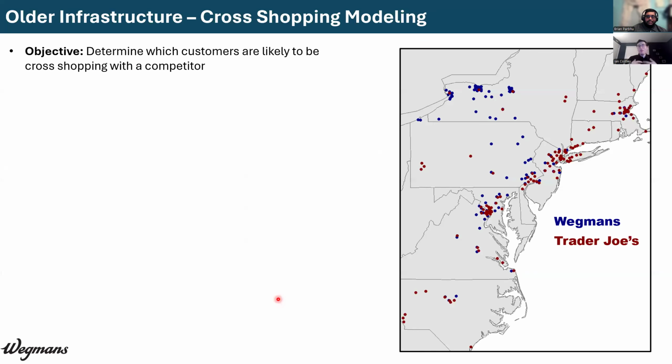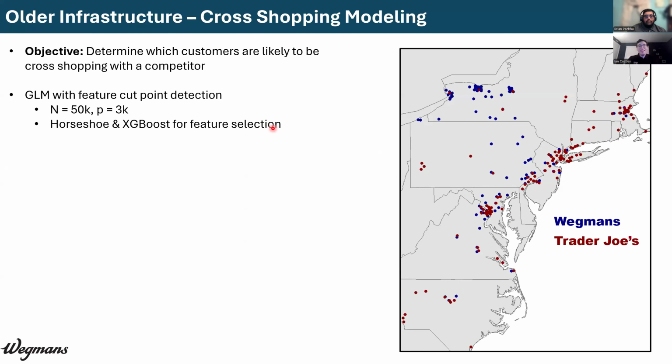All right, so this is an example of a model that kind of has to live on older infrastructure. The objective here is that marketing, or whoever comes to us, says we want to understand our customers that are likely to be cross shopping with a competitor. So I put up this little map that shows Wegmans in blue and Trader Joe's in red. The merchants want to understand who's likely to be cross shopping. Again, this group cares about models, so I'm going to show the model.